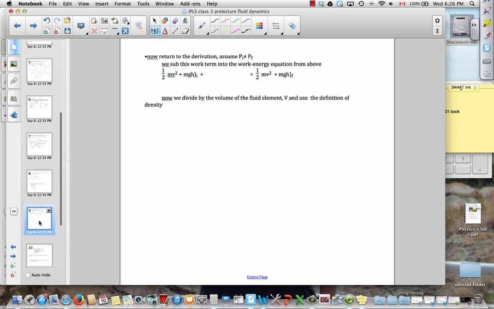Well, what if the pressure does? Well, then let's substitute that work term back into our derivation. So this was the initial mechanical energy, and I've substituted in half mv squared for kinetic and mgh for potential energy. This is the non-conservative work. This is the final kinetic and potential energies. And now I'm going to do something that initially doesn't seem like it's going to help. I'm just going to divide through by volume.